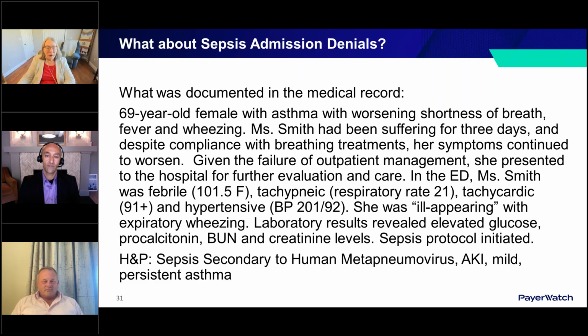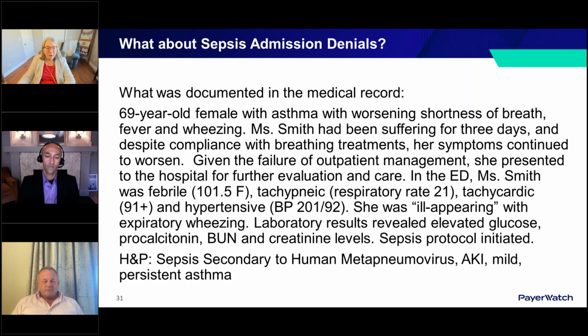So what was documented in the medical record? 69-year-old asthma, worsening shortness of breath, fever. She did have a fever and wheezing. She'd been suffering for 3 days, and despite compliance with breathing treatments, her symptoms continued to worsen. So she's failed her outpatient care. So she presented to the hospital for further evaluation and care. She was febrile. She was tachypneic. She was tachycardic. She was hypertensive. She was ill appearing. I was happy to see those words in the medical record. With expiratory wheezing, she had an elevated glucose, procalcitonin, BUN, and creatinine levels, and the sepsis protocol was initiated.